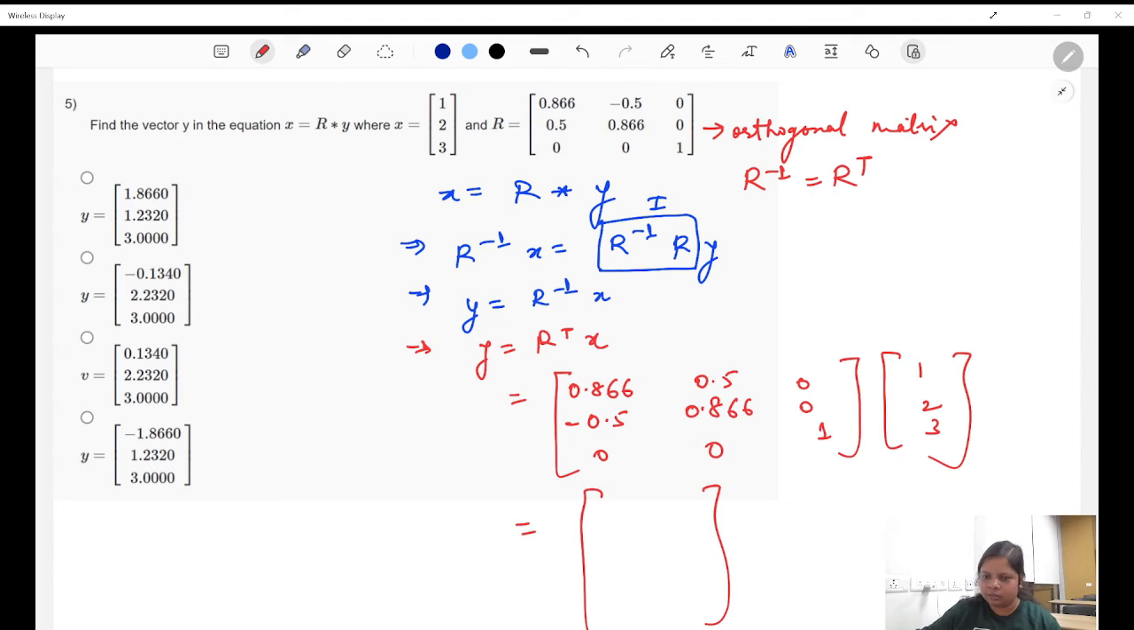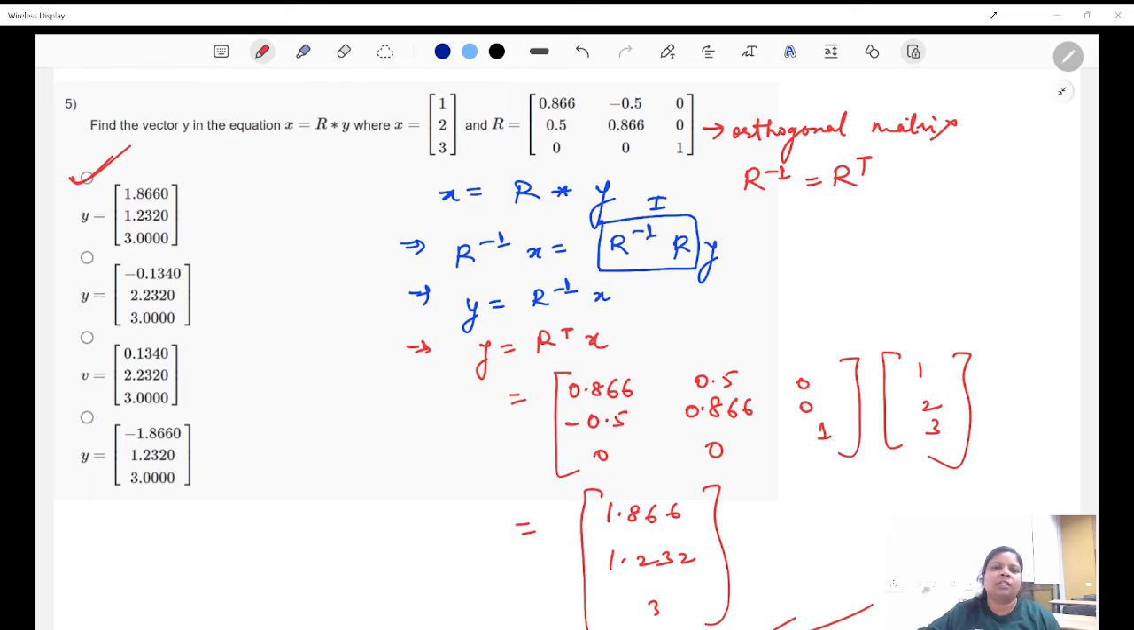Please tell me the answer. First option. Okay, yeah, this is correct. Very good. 1.866, 1.232, and 3. So this is the answer.